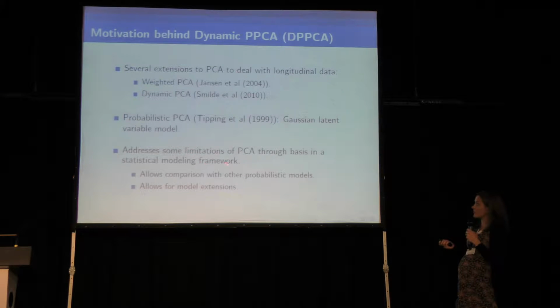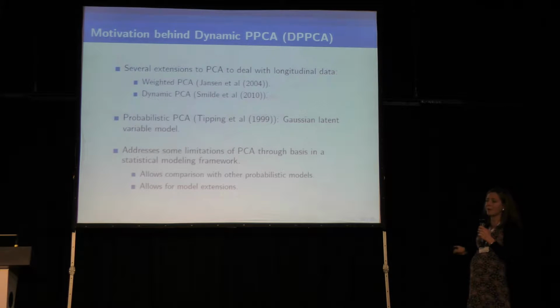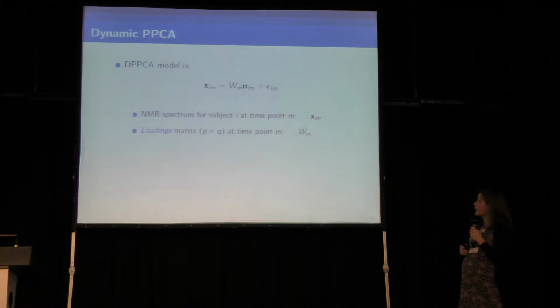This makes things very nice. It gives us ways to address some of the limitations of PCA, because we now have a statistical model, a Gaussian latent variable model. So we can compare it to other models, we can do model extensions, we can do all of the things that we as statisticians like to do.